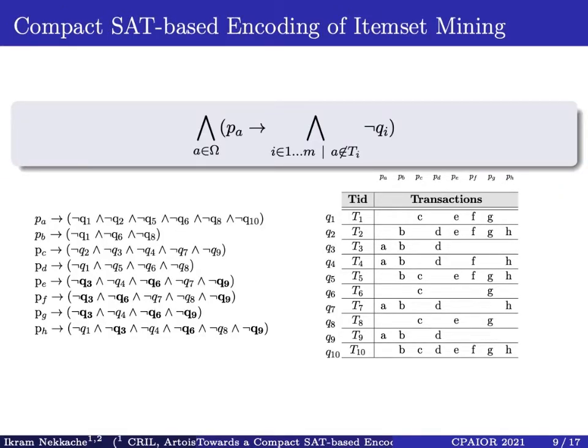This constraint is a result of the cover constraint. It expresses that if PA is assigned to true, then all transactions variables are propagated to false. You can see in this encoding the subterm not Q3, not Q6, not Q9 appears 4 times.